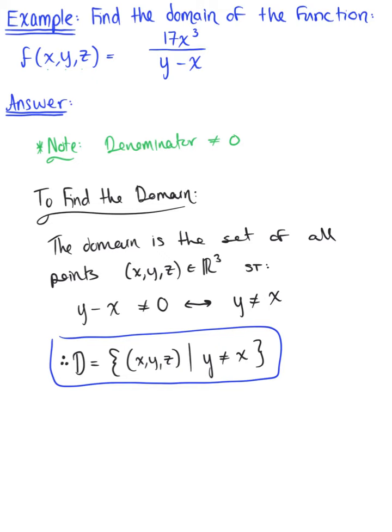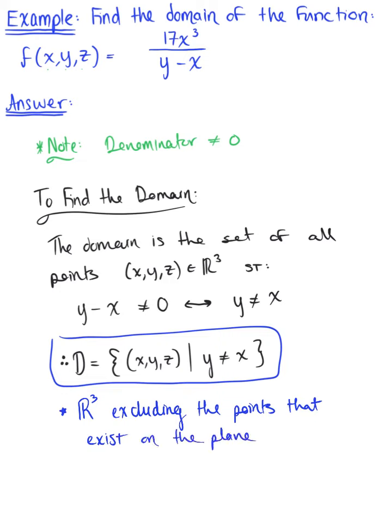So in other words, we can think about the domain as space, as R3, excluding all of the points that exist on this plane. So our domain is all of R3, or all of space, excluding the ordered triplets, or excluding the points that exist on this plane, y equals x, because those are the points that would make our denominator 0.